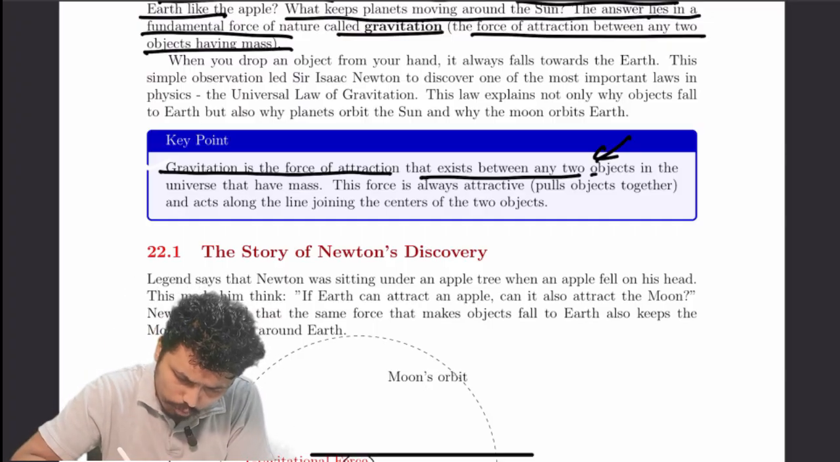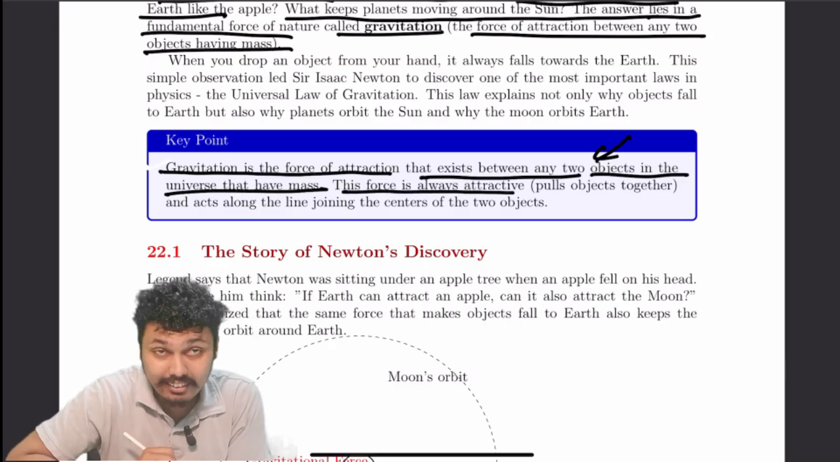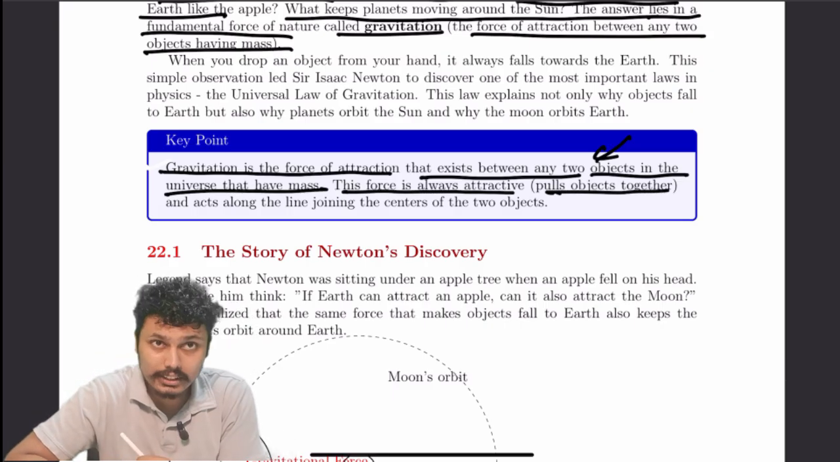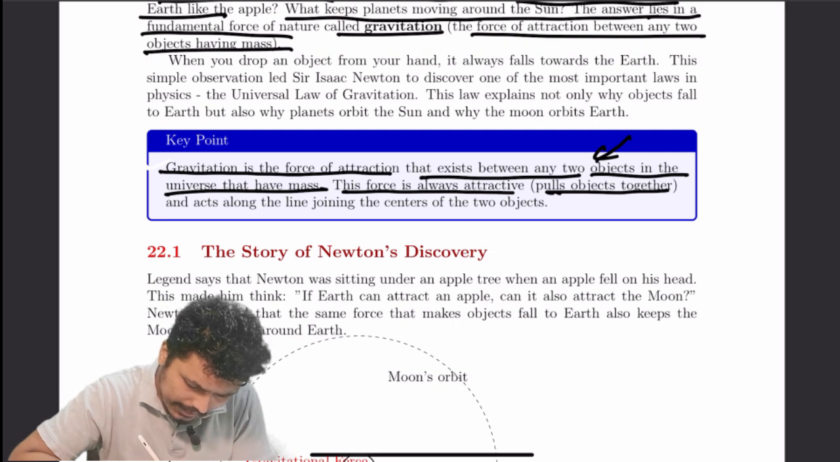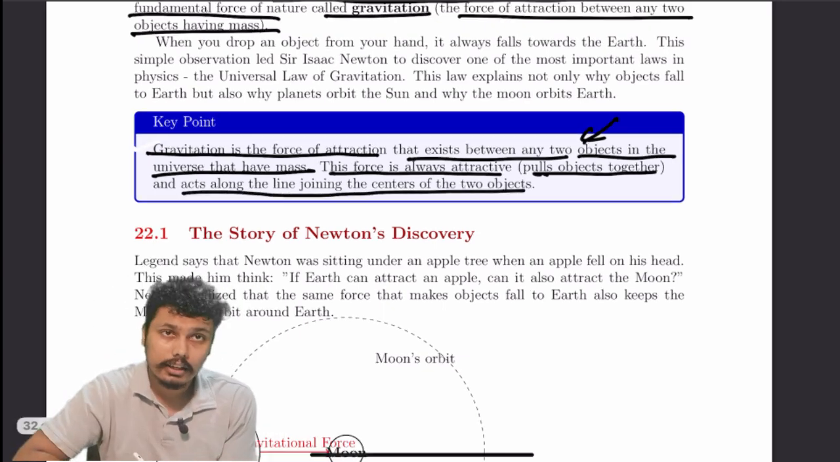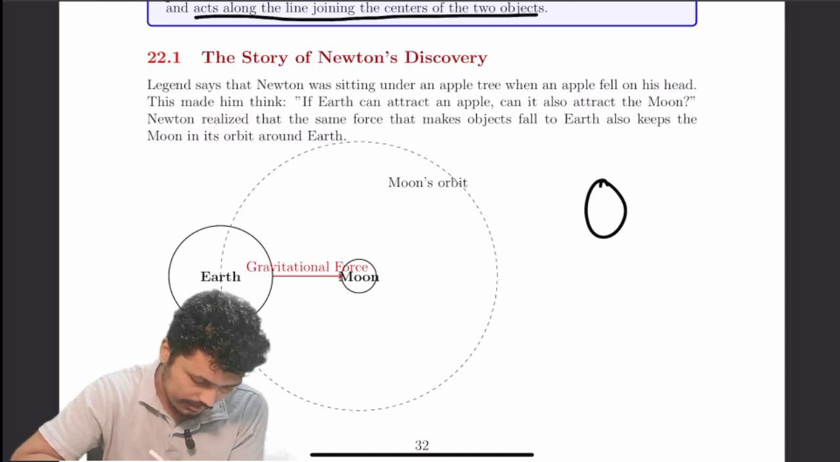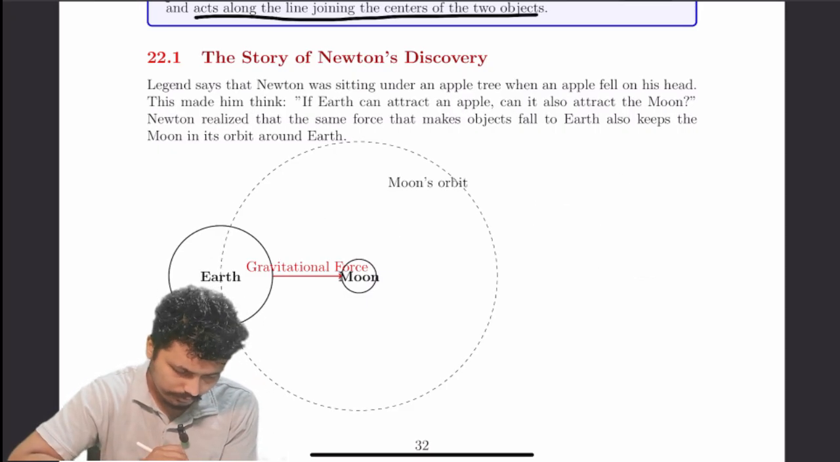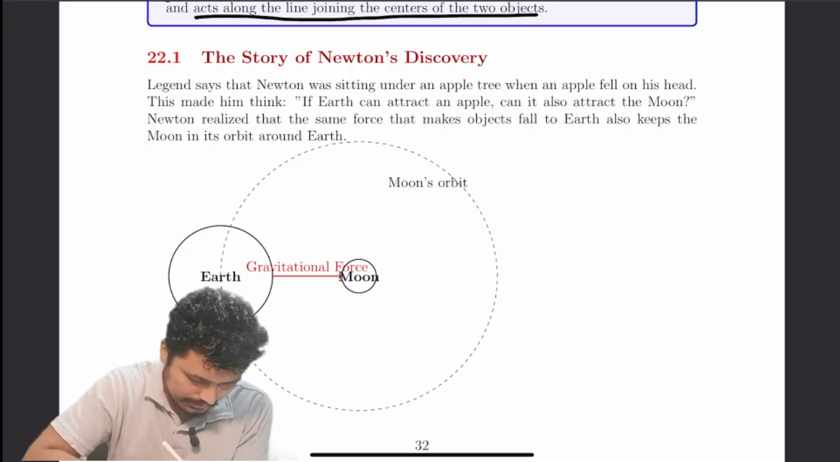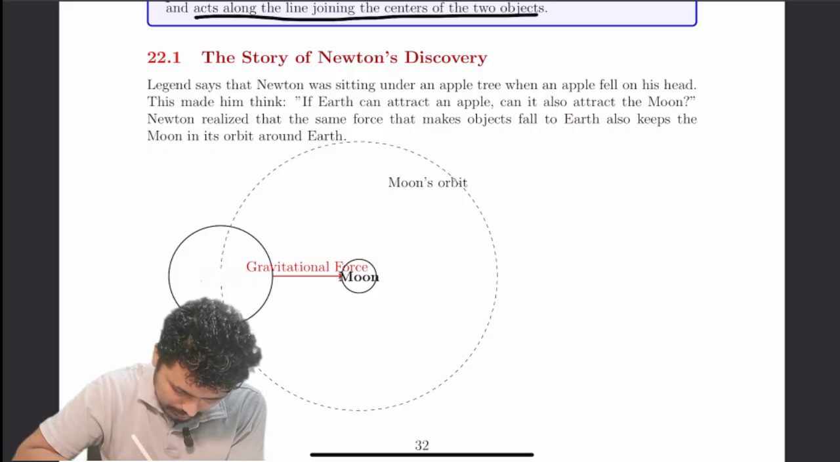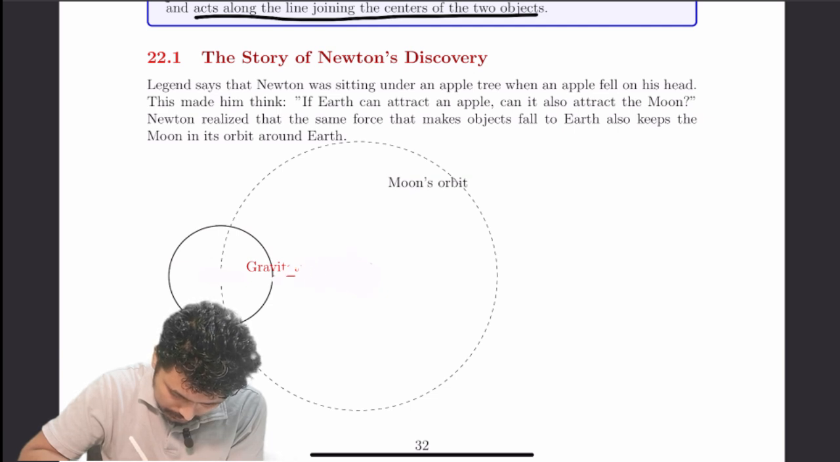Between any two objects in the universe that have mass, this force is always attractive. Always attractive means it pulls objects together, it will not repel. Force of gravitation is an attracting force, not a repelling one. And it acts along a line joining the centers of the two objects. I'll tell you with an example. Let's say earth and moon. This is a very wrong diagram drawn here. So actually what it must be is, sorry for the wrong diagram. Sorry for this, just a moment.